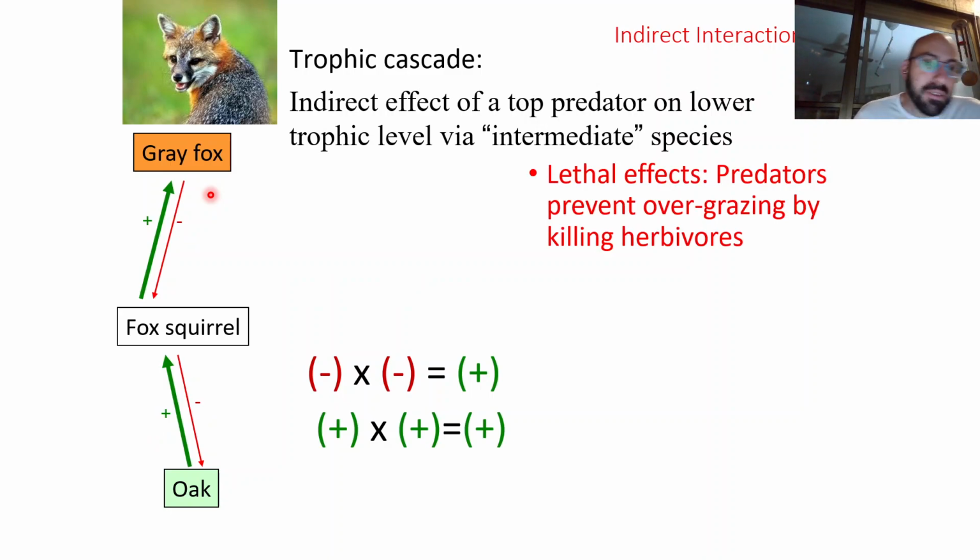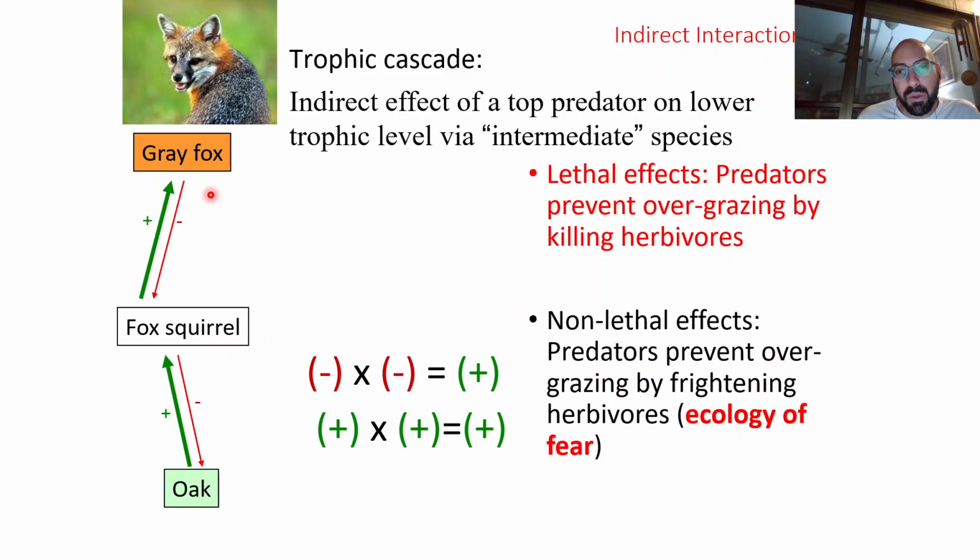So essentially, lethal effects, the way we think about those positive patterns, is that predators prevent overgrazing by killing the herbivores, and thus the plants reproduce and benefit. We can also have another effect, which is actually where my own research fits in, which is called a non-lethal effect or non-consumptive effect, where essentially predators prevent overgrazing simply by frightening herbivores or pushing them out of their environment and going somewhere else. And they don't have to kill them. By scaring them away, enough of the plants will survive and grow and reproduce. We call that the ecology of fear.